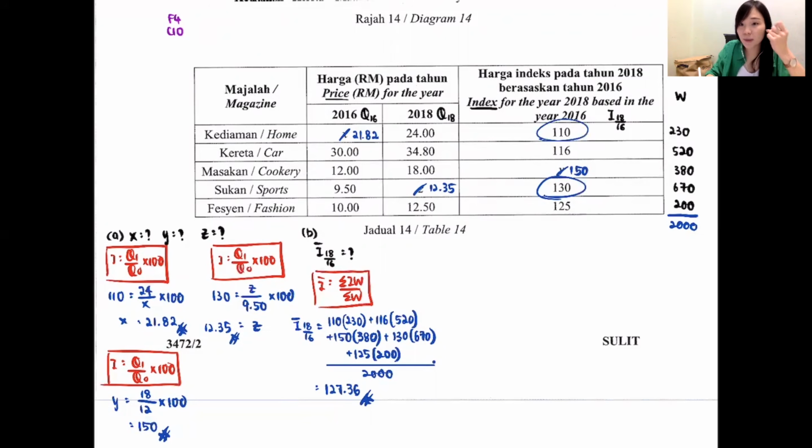So 110 is talking about an increase of 10%, then increase 16%, increase 50%, increase 30%, increase 25%. So this composite price index is talking about overall. So overall, you will increase 27.36%. This is exactly what you guys know about it, okay? Hopefully you guys are okay. Let's go on with B.